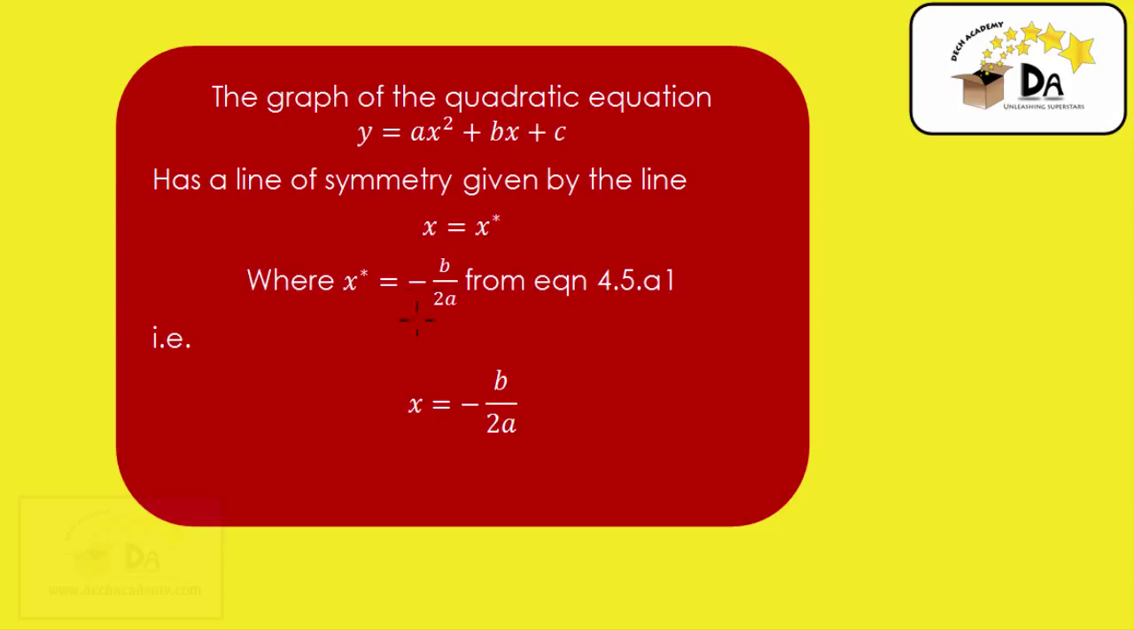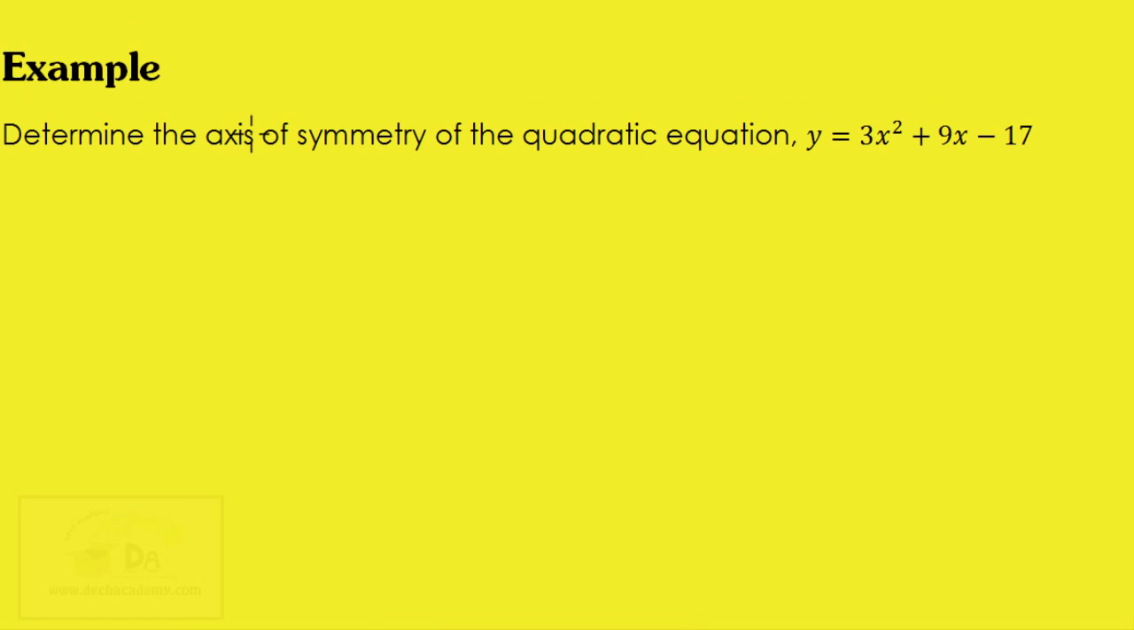So what am I saying? The line of symmetry of the graph of a quadratic equation is given by this formula. The same formula for determining the turning point, x equals minus b over 2a. And that's all. So we're going to try some examples. Determine the axis of symmetry. So they're saying determine the equation of the axis of symmetry of the given quadratic equation.